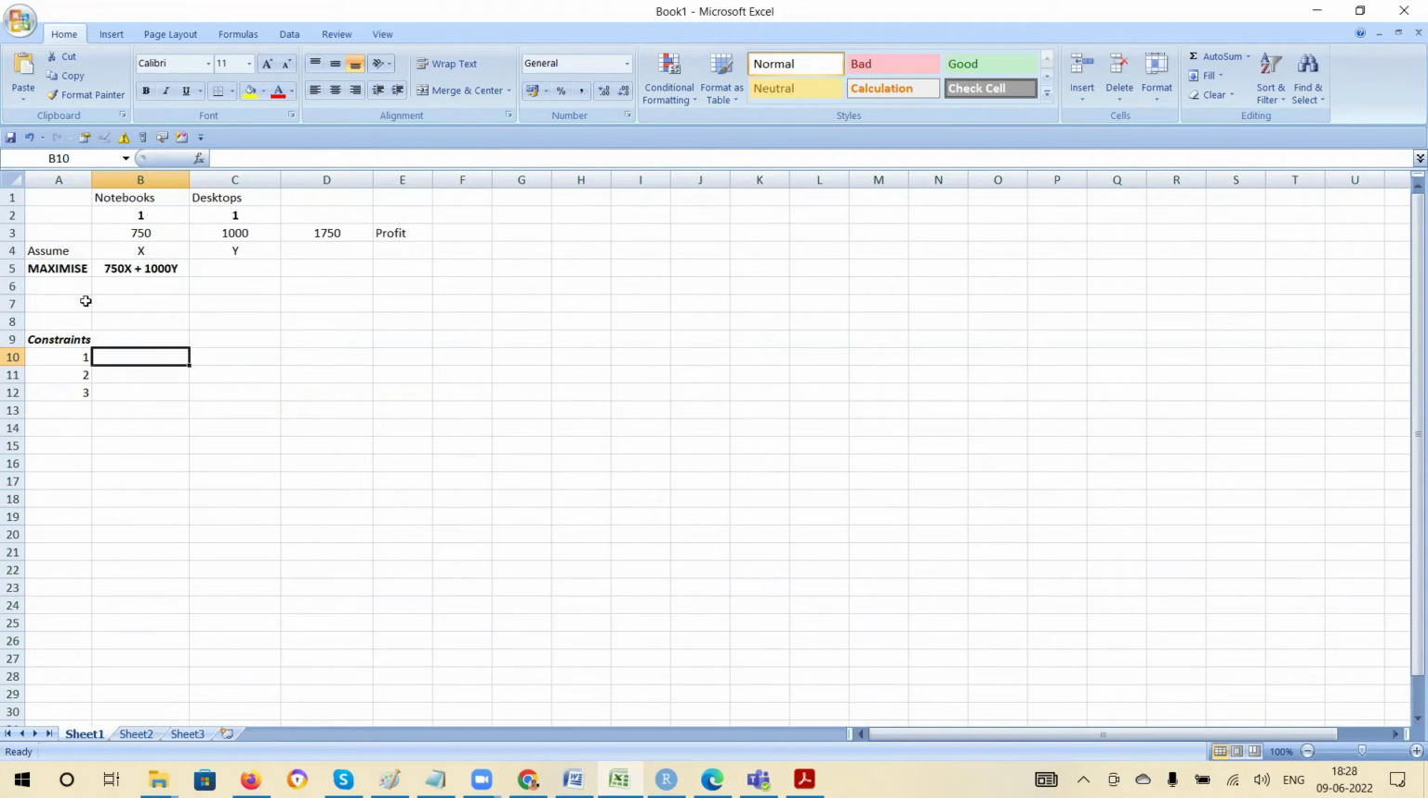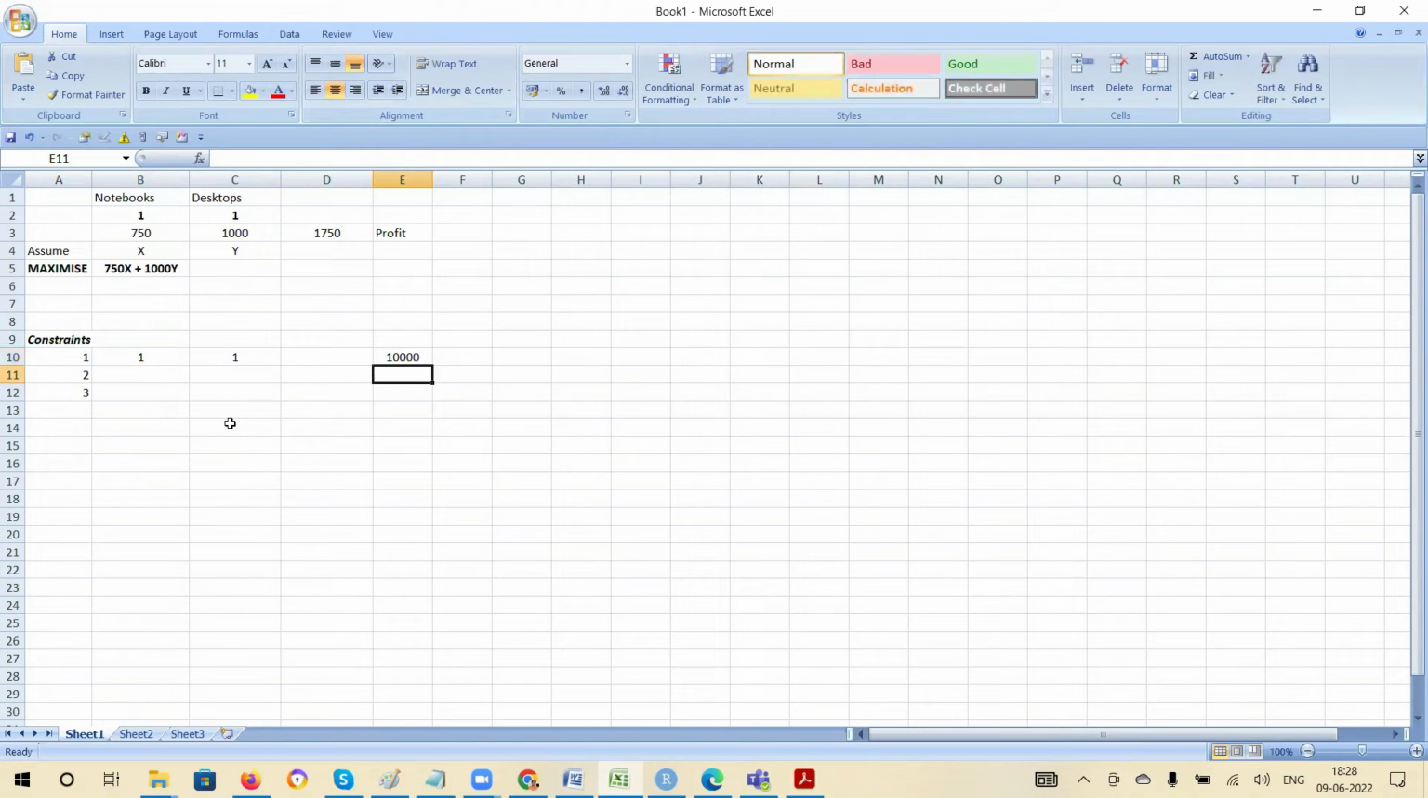So we are assuming that we have only one computer, so you are using one chip here and one chip here. And what we are saying is x into 1 plus y into 1, x plus y. This is 10,000.